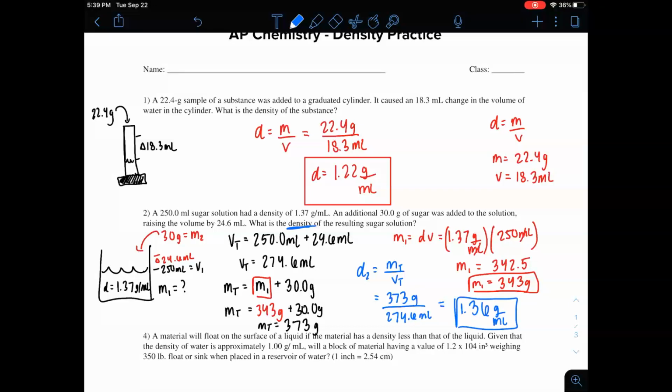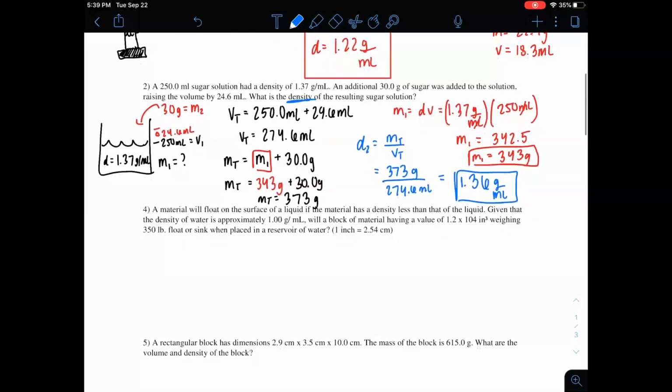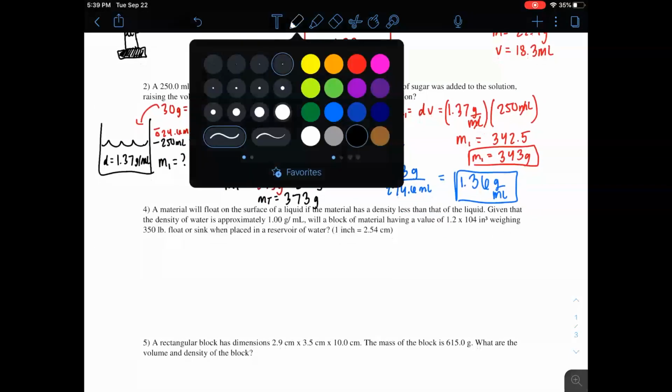Again, to walk you through that problem, since we added something to our original, we had to figure out what our original mass and what our original volume was. Once we did that, we then added those together with our change in order to get our new total so that we could calculate our new density. All right, working our way on down here.